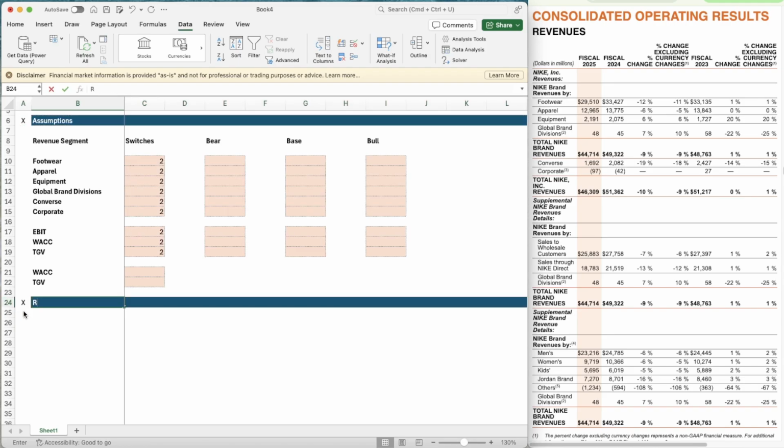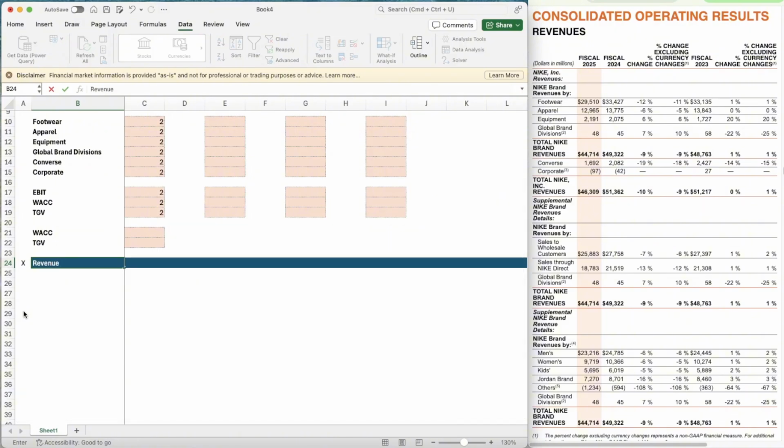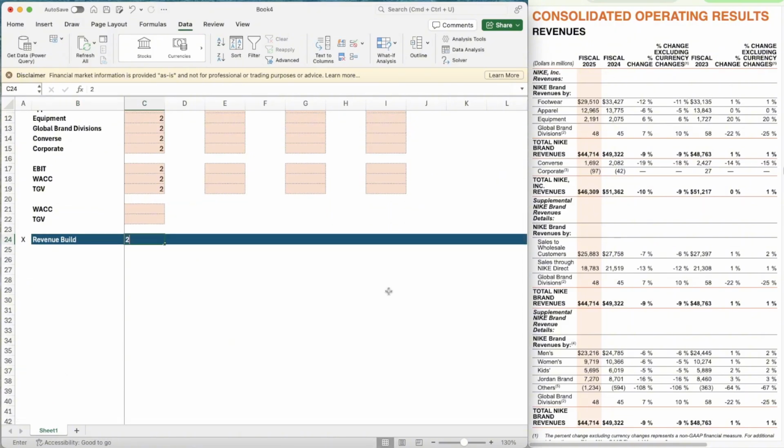Now we can actually go on to the numbers. We start with the revenue build. We're going to be starting this in 2023. And that's because normally in previous ones we've done on this, we've started in 2022 because most companies haven't filled their full year for their 2025 fiscal year. But for Nike, the fiscal year ends in the middle of 2025. So we can start in 2023.